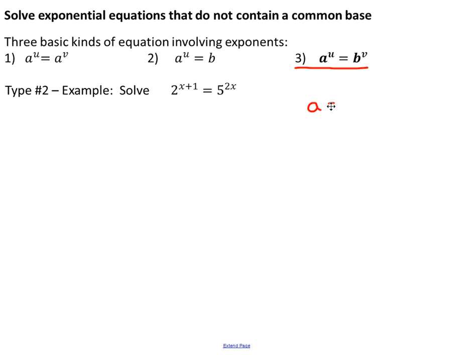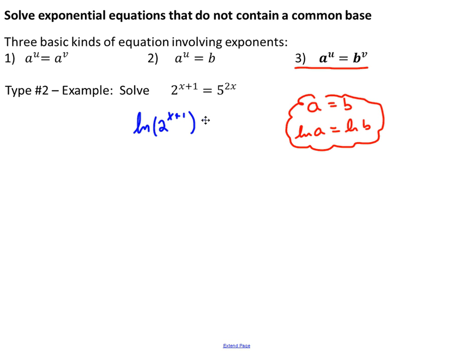If a is equal to b, then the natural logarithm of a will equal the natural logarithm of b. That is, we can just take the logarithm of both sides equally as a mathematical operation. So whatever you do on the left-hand side, you do on the right-hand side. So in our case, let's take the natural logarithm of the quantity 2 raised to the x plus 1 and set it equal to the natural logarithm of 5 raised to the power 2x.